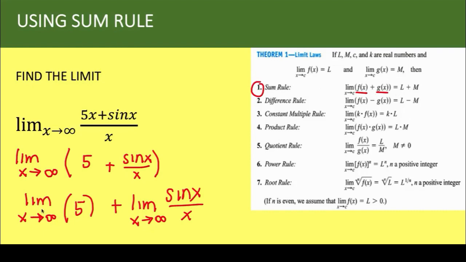So what is the limit of 5 as x approaches positive infinity? Since there's no variable here, no matter what values x assumes, this constant is not affected. So the limit here is 5. And the limit of sine of x over x as x approaches infinity, we already computed in the previous example. We know that the limit of this is 0. And therefore, the limit of this entire function is 5 plus 0, which is equal to 5. So the answer here is 5.